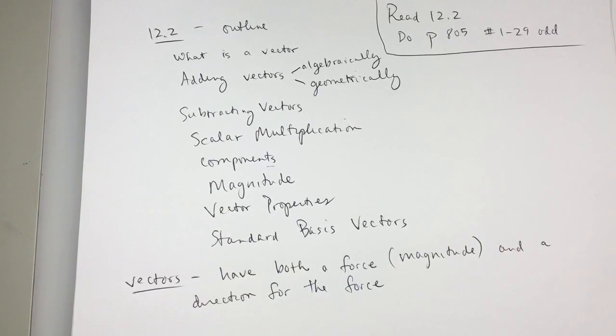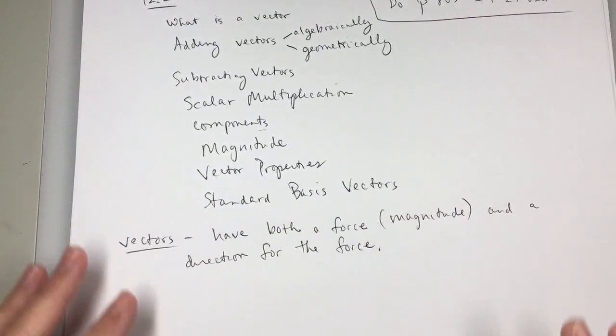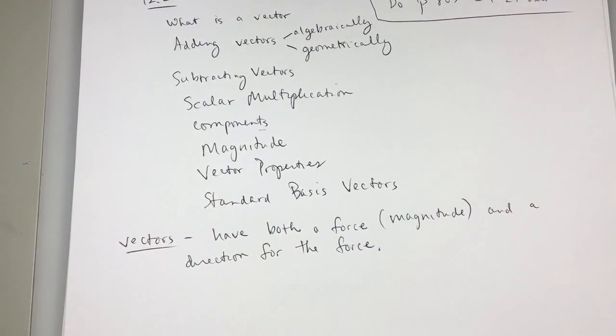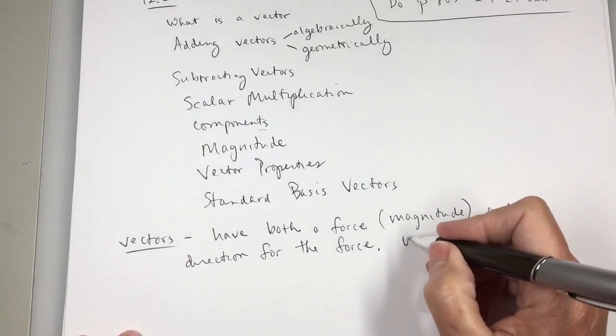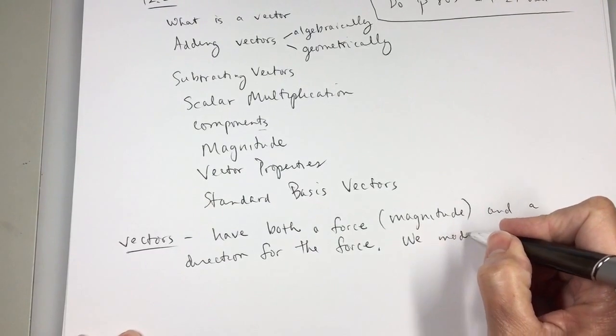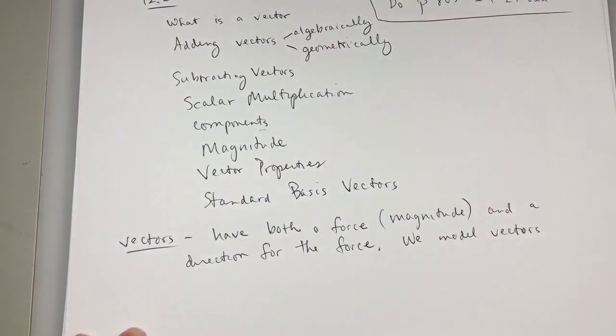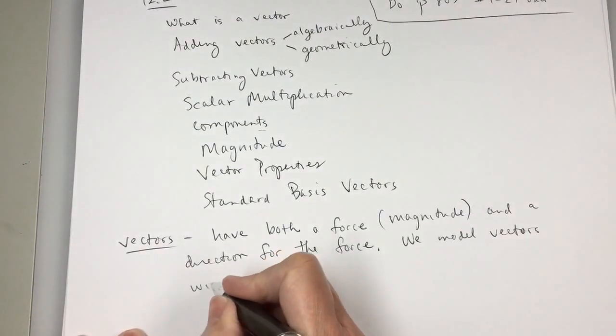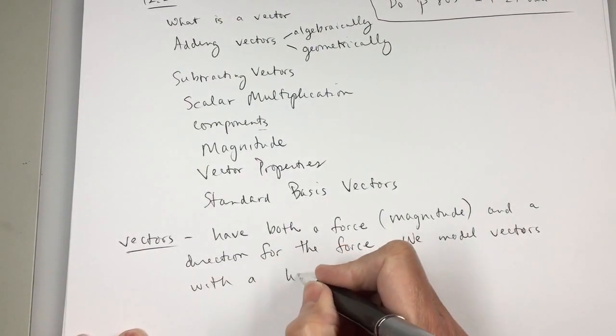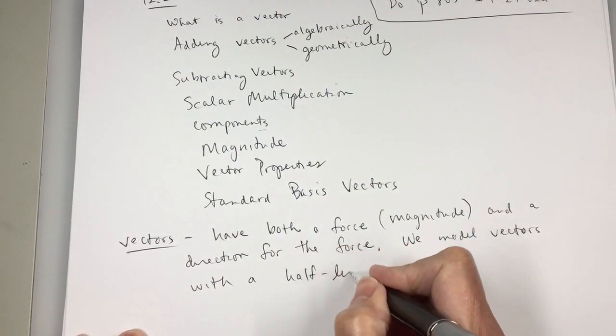We'll model vectors with a half line. So on a piece of paper, we'll model vectors with a half line. So there's a dot on one end and an arrow on the other end. So I'll write that. We model vectors with a half line.